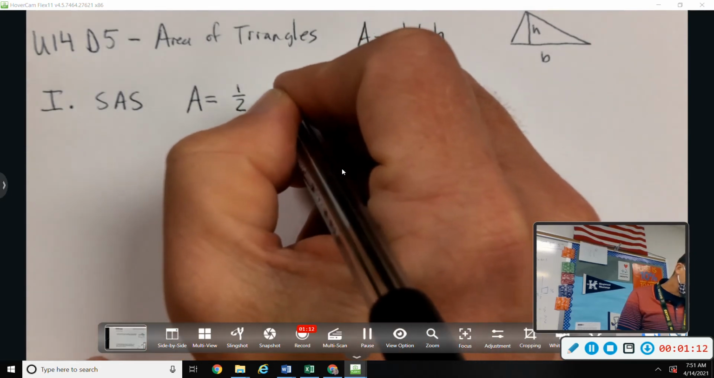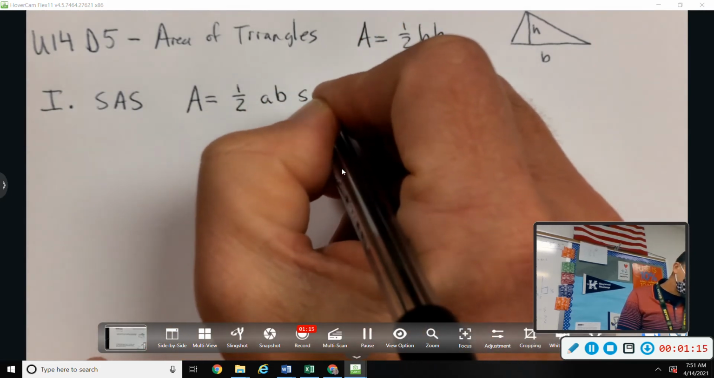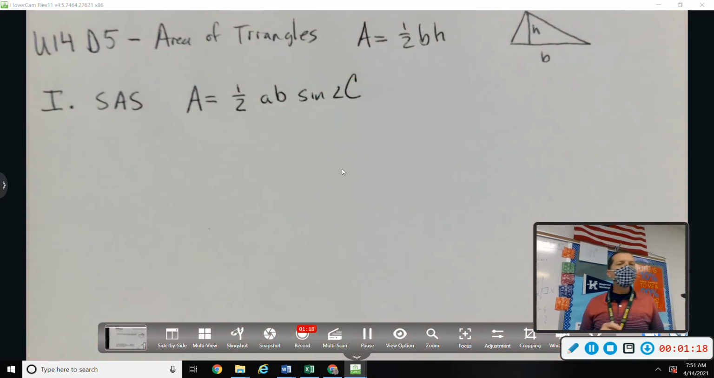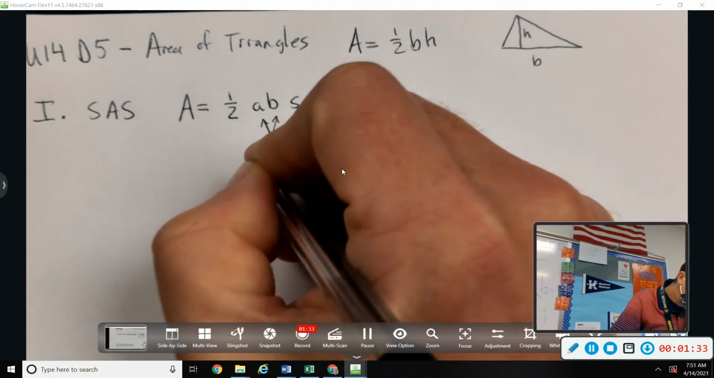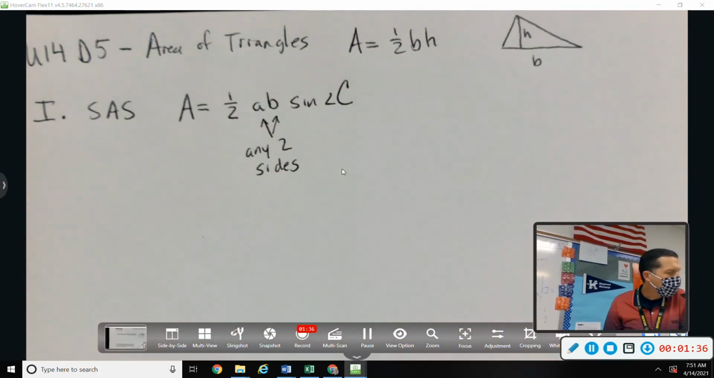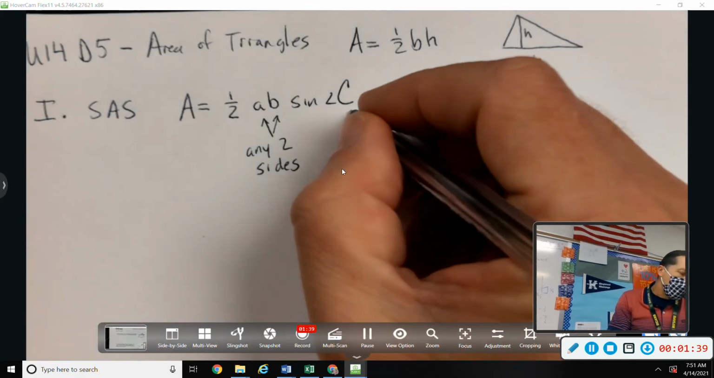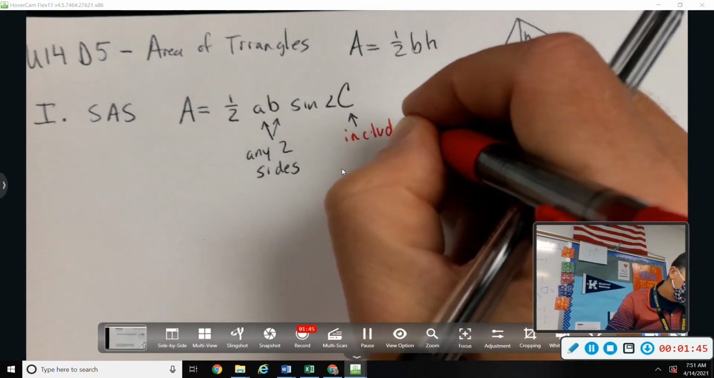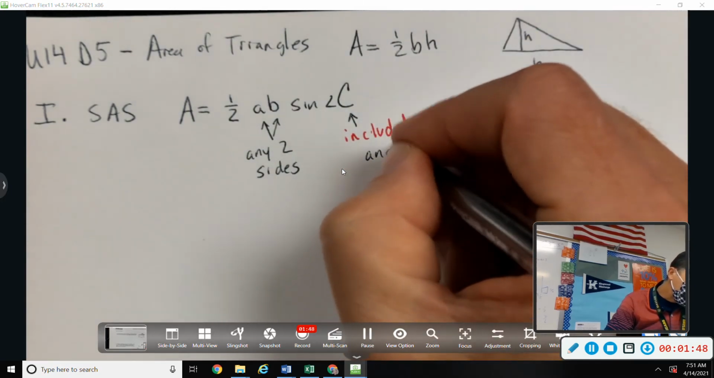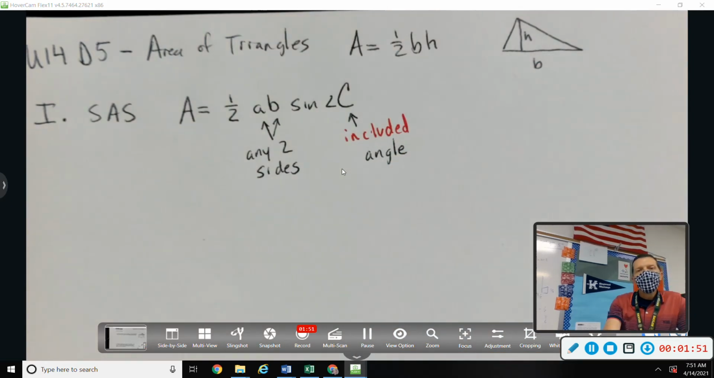1/2 A times B times sine of angle C. Now, let's be careful and be clear, because not all triangles are triangle ABC. So what A and B represent are any 2 sides. What angle C represents is the included angle. That means the angle between the sides that you know. So you've got to be careful. You've got to use the angle that's between A and B.